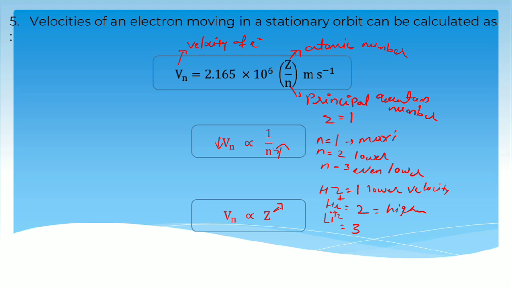Okay, understood? If an electron moves from n equals 1 to n equals 3, what happens to the velocity? It decreases, because velocity is inversely proportional to n. So according to the Bohr model, electron velocity decreases with increasing orbit number and increases with atomic number.